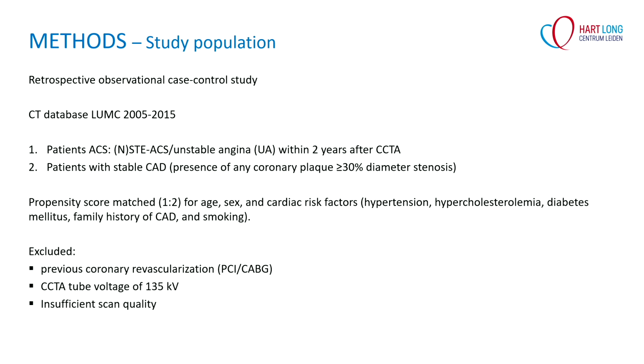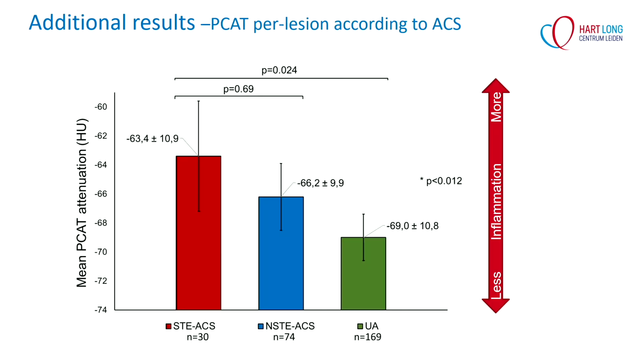So we did a propensity score matched 1 to 2 for age, gender, cardiac risk factors, as indicated there. Excluded were the patients with previous revascularization, because then the whole interpretation becomes difficult. And this is what it looked like.